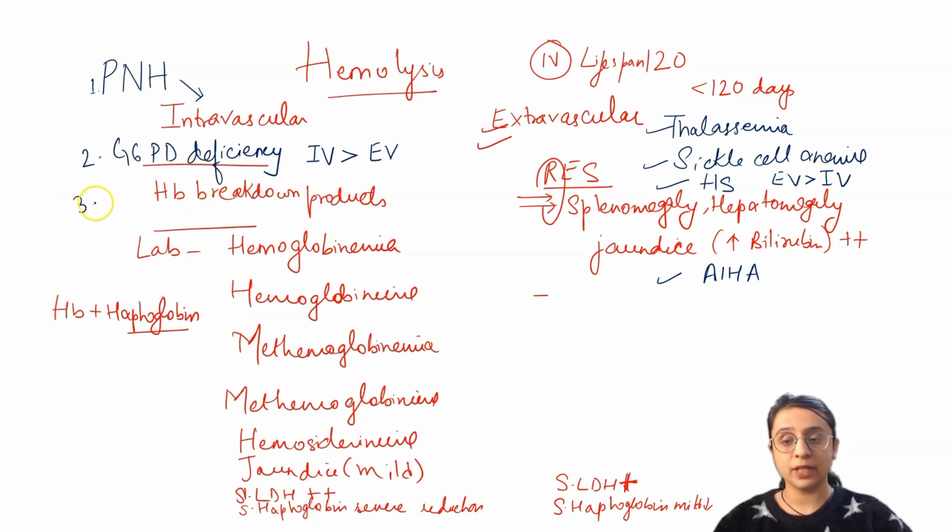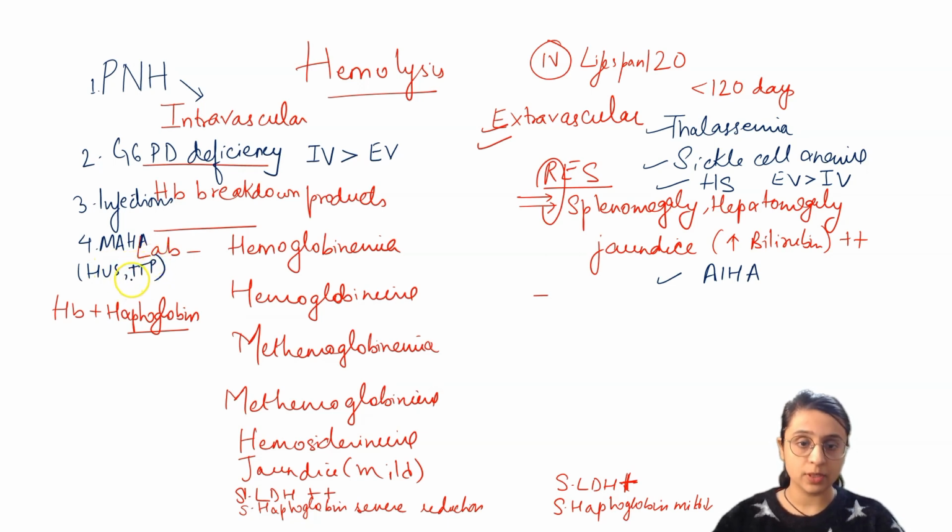Now if I tell you infections like malaria, they lead to intravascular hemolysis. Microangiopathic hemolytic anemia such as HUS, TTP, these all result in intravascular hemolysis. So I hope it is clear, intra versus extravascular hemolysis, what manifestations will it lead to, what laboratory findings will it show, and what are the important types, which type will show which type of hemolysis.